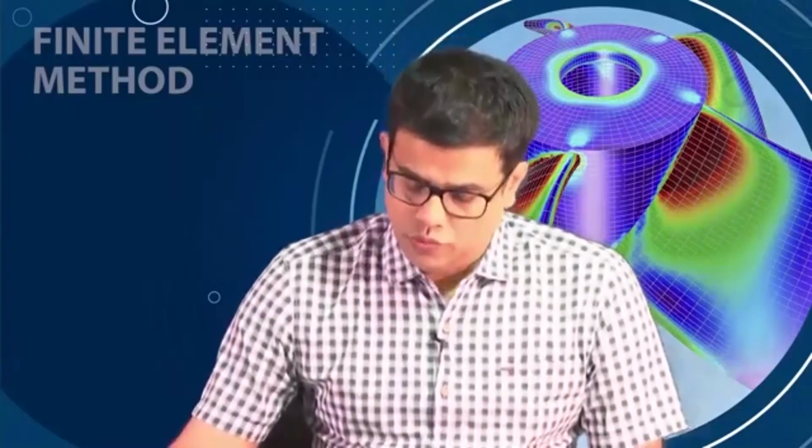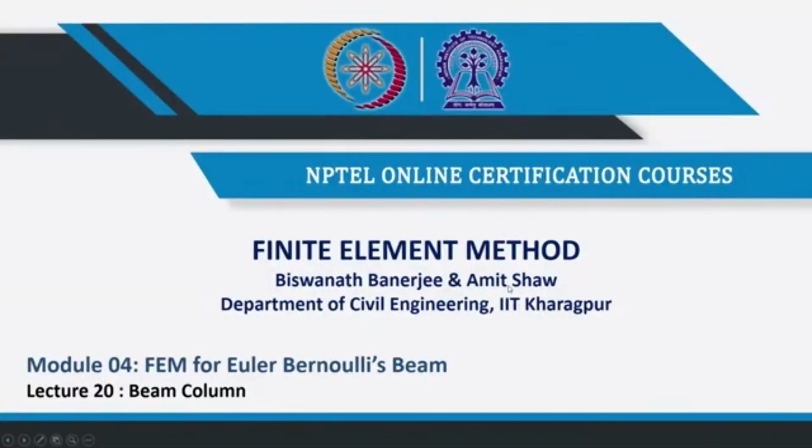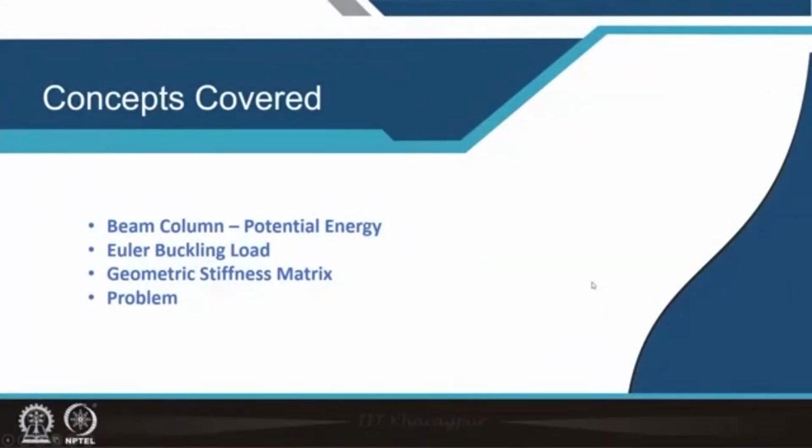Welcome. So, we are in module 4. In this lecture I plan to take beam column theory and its finite element formulation, especially the geometric stiffness matrix. The geometric stiffness matrix is also known as the stability matrix. So, what I planned is that initially I will discuss a little bit of theory in brief, and then our main objective here is to find out the Euler buckling load.